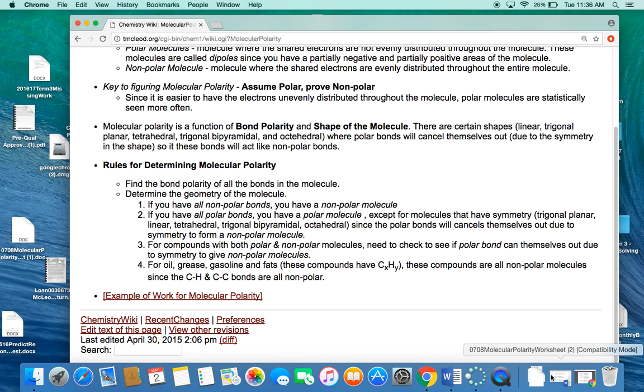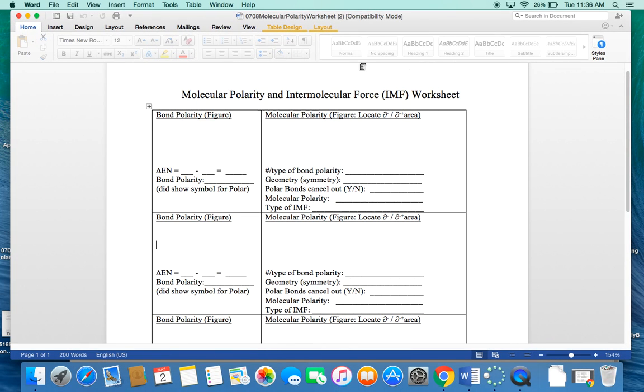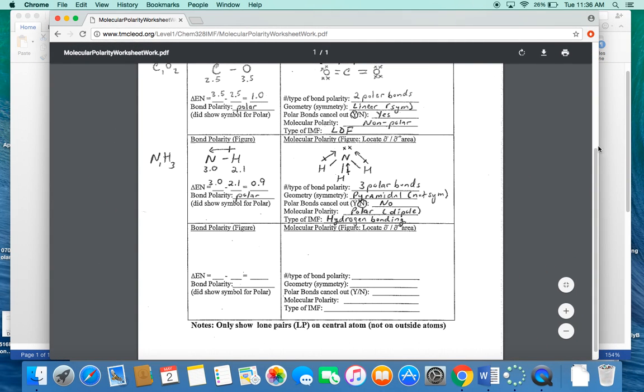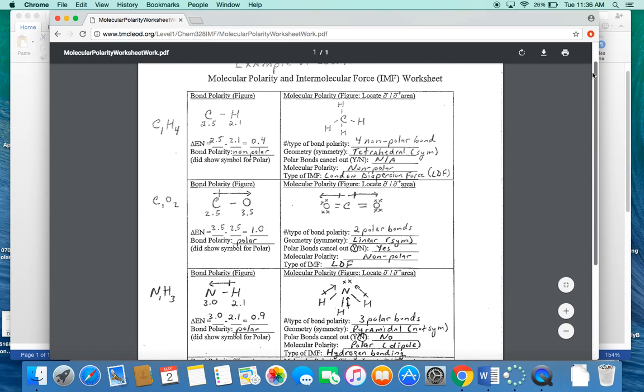So we're going to go to our handout. Here's an example of the handout, and in this case, a row is one question. This is your bond polarity block, so you have to fill that in. If you have more than one type of atoms bonding together, you need more blocks. Over here is for your Lewis dot structure, your molecular geometry and molecular polarity information. I have an example here, and these are three possibilities.